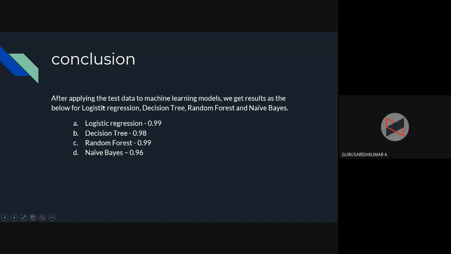And in the study, we are analyzing the data set and comparing which machine learning algorithm is best for the data set. Thank you, sir.